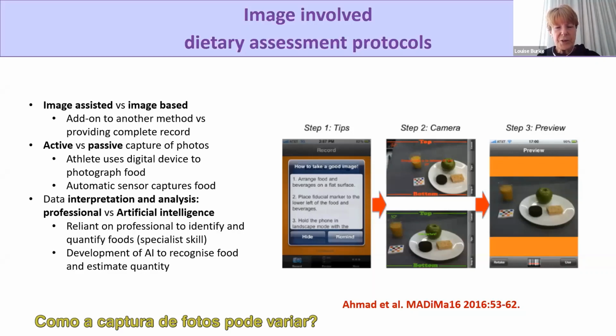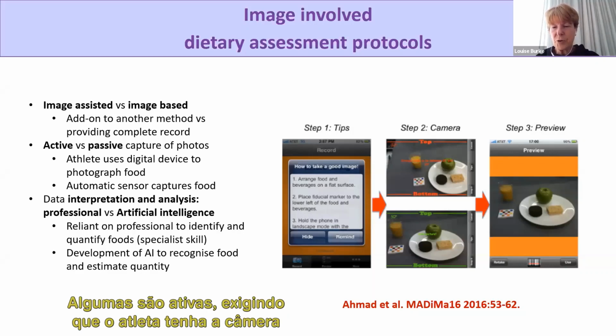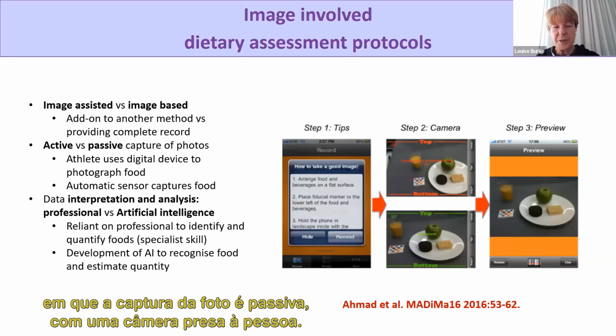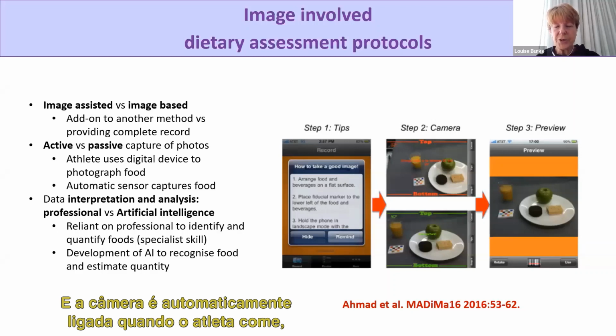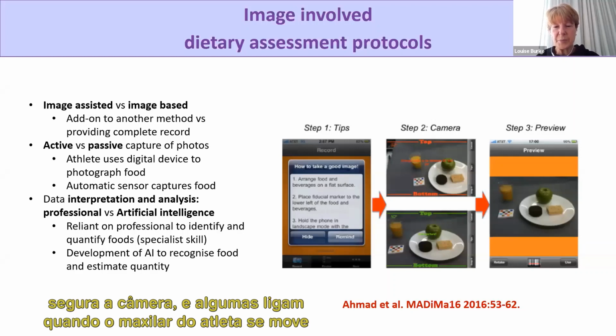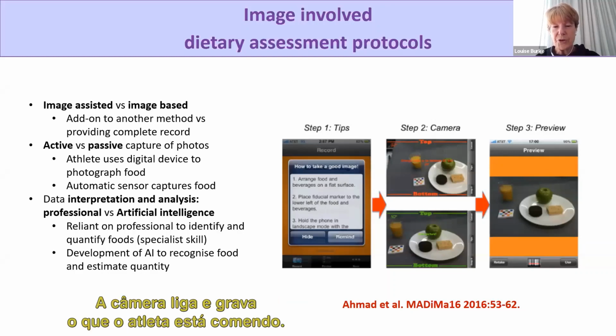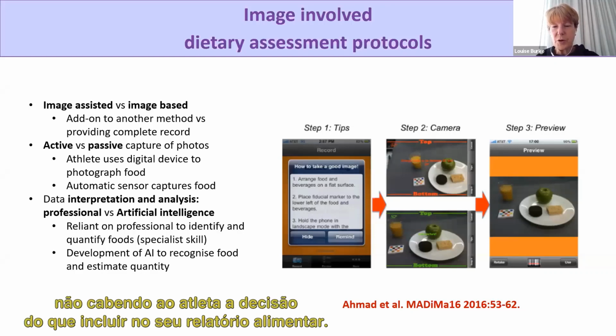How they take that photo can vary. Some of them are active, in that they require the athlete to have the camera or a smart device and take the photos themselves. But then there's some new techniques being developed where the athlete is a passive capturer of these photos, where they're wearing a camera on them and the camera just automatically turns on when the athlete eats. It picks it up. There's some clever ones that when the athlete's jaw moves to simulate chewing, the camera just turns on and makes a record of what the athlete's eating. And this is good because it means that the athlete is more truthful because they're not involved in making a decision whether to record what they're eating.